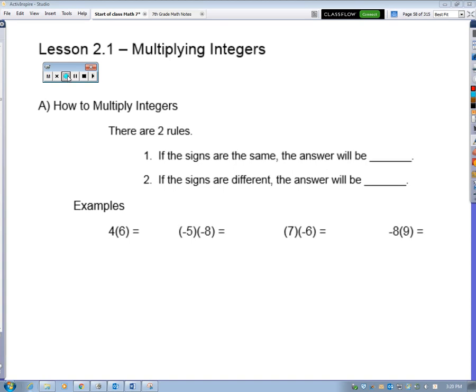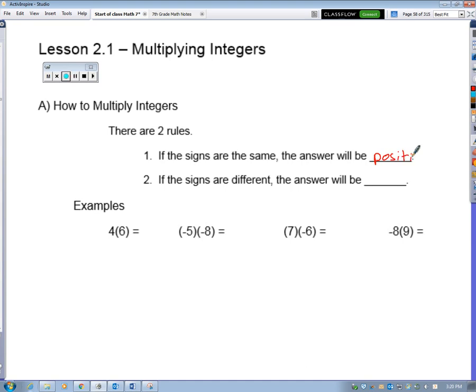Alright class, welcome back. We are moving on to chapter 2. Finally done with adding and subtracting integers for a little while. Now we're going to talk about multiplying integers. I have two rules for you, and you guys are going to like these rules. You're going to like this a lot more than adding and subtracting integers because there are two very simple rules to follow. Alright, our first one: if the signs are the same, the answer will always be positive.